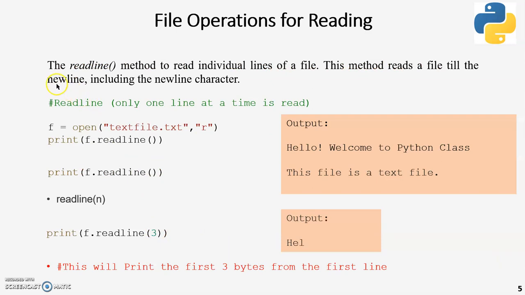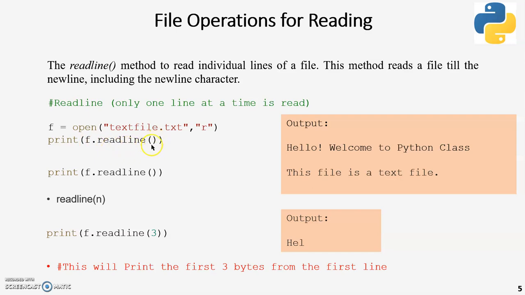Next is the readline method. If I want to read a particular line, what is the method? It is the readline function, which reads individual lines of a file. This method reads a file until the newline, including the newline character. If I want to read one line at a time, how do I print it? Print f dot readline.